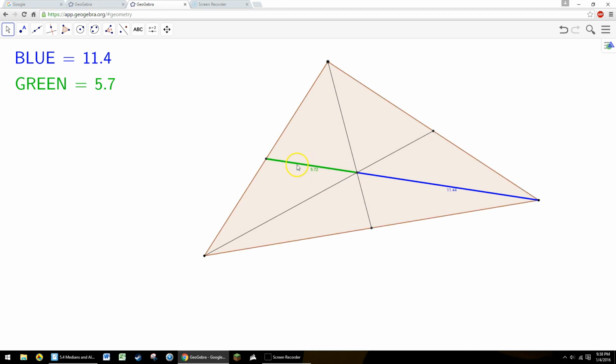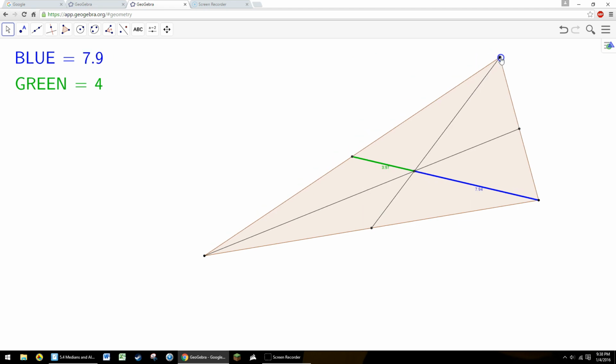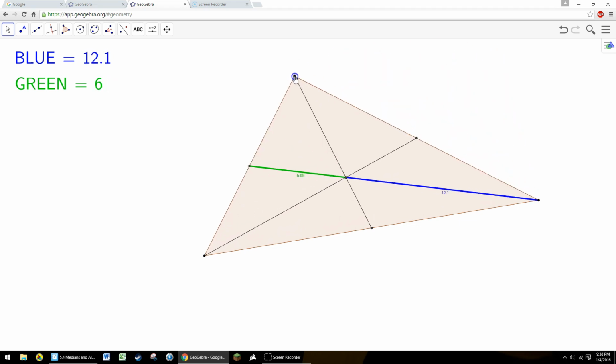Okay, so I've highlighted one portion in green and one portion in blue, and then I've had this program measure the distances of those segments as well. Now, there is a mathematical relationship between these two, and you'll notice that if you take 5.7 and double it, you'll get 11.4. So there's that 1:2 ratio that's happening within this triangle, and that will always occur no matter how I stretch this triangle to be.